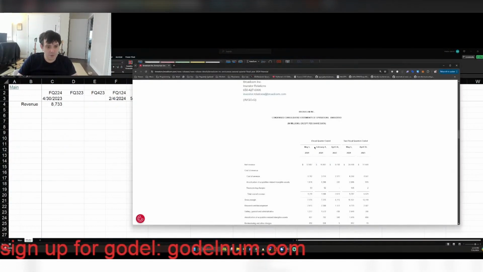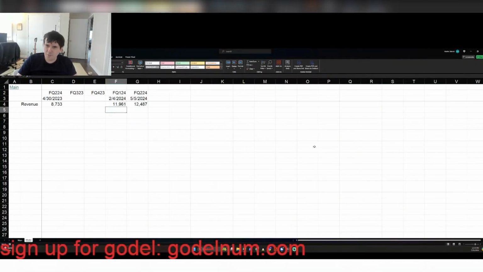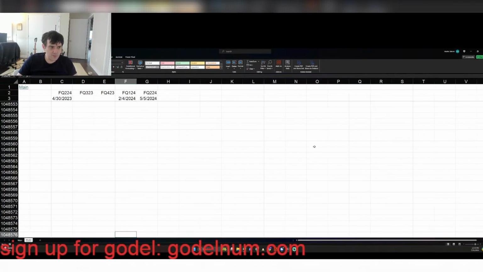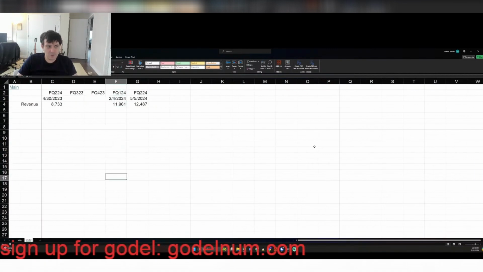So you can see Broadcom grew pretty dramatically. I think that was due to an acquisition. I think they bought VMware, if I'm not mistaken. They got a little bit more into software. And just off the bat, I can do this really interesting calculation, which is new divided by old minus 1. And that's 43% growth.